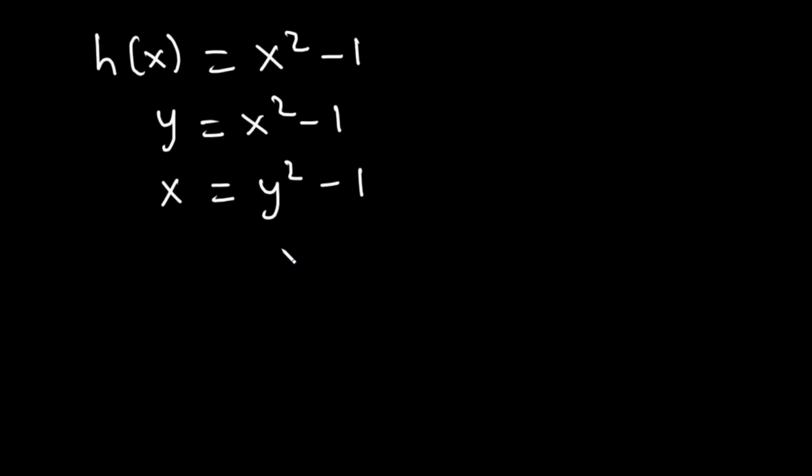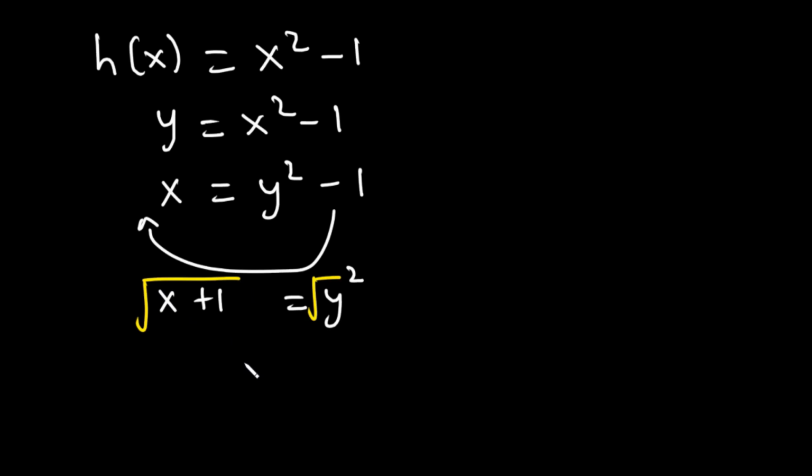Because we want to make y stand alone, we are going to transpose negative 1 to the left hand side. So we are going to have x plus 1 is equal to y squared. To do away with the exponents, we need to introduce square roots. So we are going to have the square root of y squared and then the square root of x plus 1. Now the squared cancels the square root and then we have the square root of x plus 1 is equal to y, which is equal to h inverse of x.